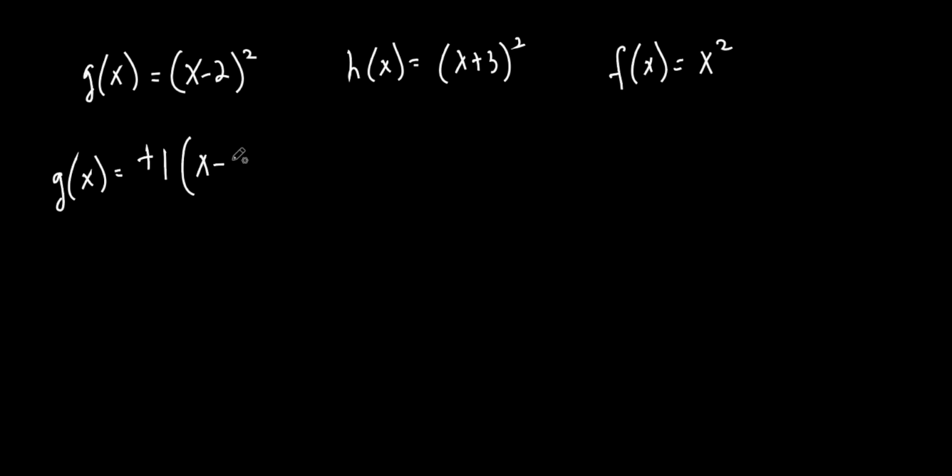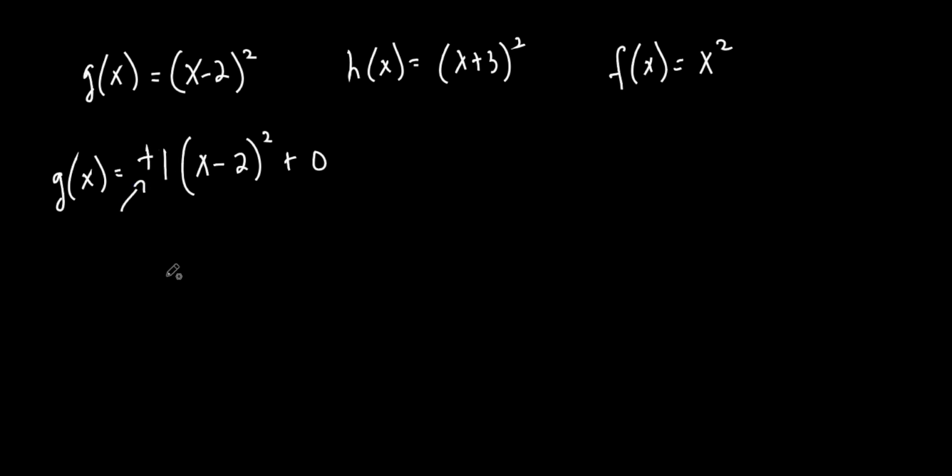X minus h, which is 2, plus k, which is 0. So that's technically how you would write this. But you don't need a lot of that stuff, do you? Okay, if it's already positive, you don't need the positive. If it's a 1, you don't need the 1. But that tells you something.